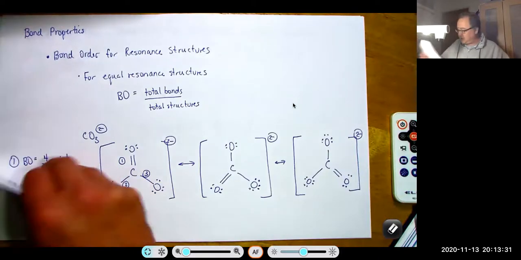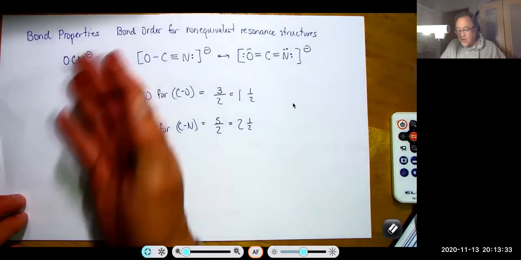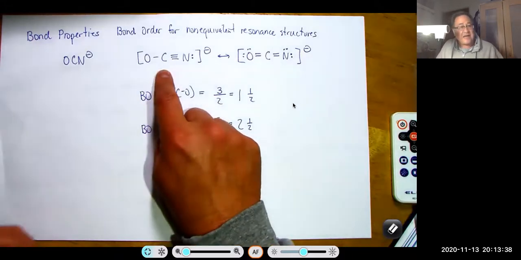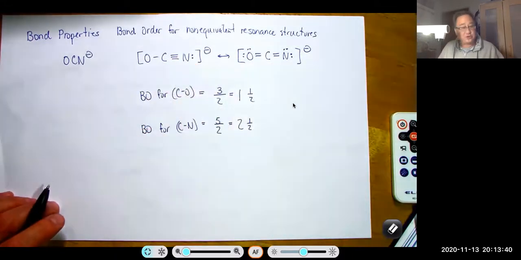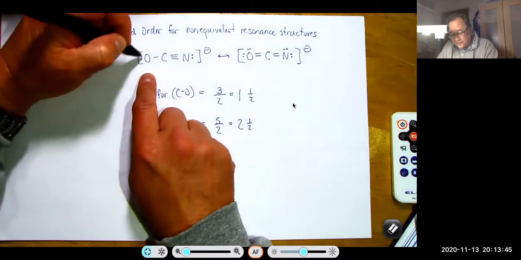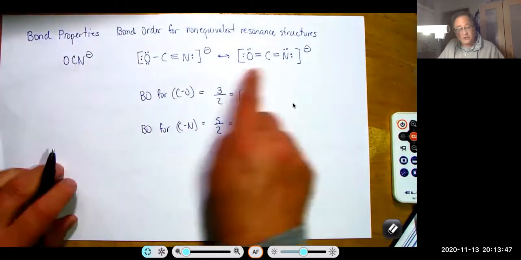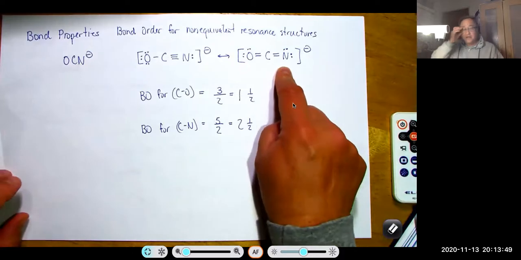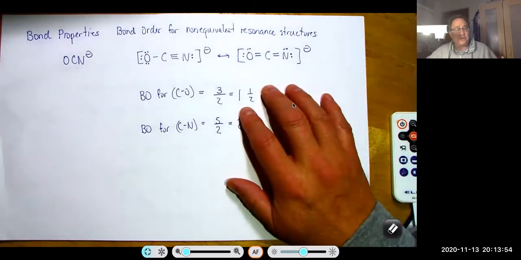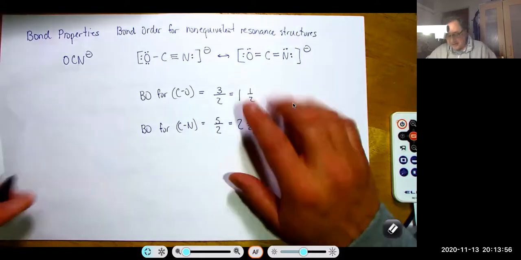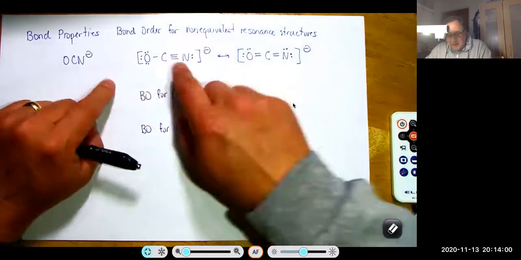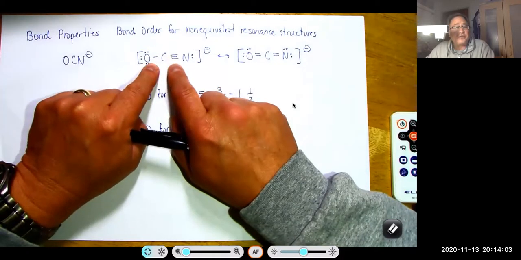So let's look at bond order for non-equivalent resonance structures. Remember, the cyanate ion has two good resonance structures due to formal charges. This one has a formal charge on the oxygen of -1. This one has a formal charge on the nitrogen of -1. The rest are zeros. So the electron neutrality principle works out pretty well because most formal charges are zero on these guys. So if we followed the book's idea, they'd say, well, okay, that's a single, that's a triple.